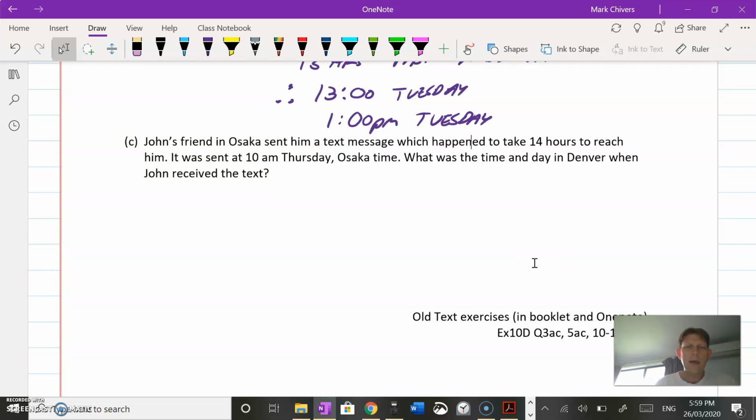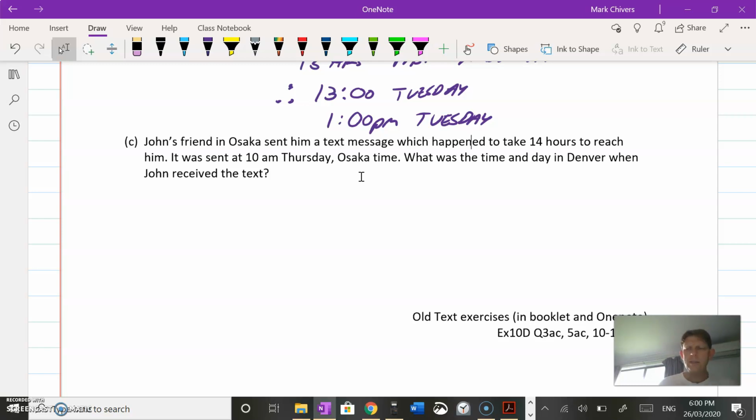So John's friend in Osaka sends him a text message which happened to take 14 hours to reach him. And it was sent at 10 a.m. Thursday at Osaka time. And what was the time of day in Denver when John received the text? So the first thing we've got to think about is we're now in Osaka. So it's actually going to be 16 hours earlier in Denver. So if it's 16 hours earlier in Denver, but it takes 14 hours to reach him, then essentially it's going to arrive 2 hours before the same time in Osaka.